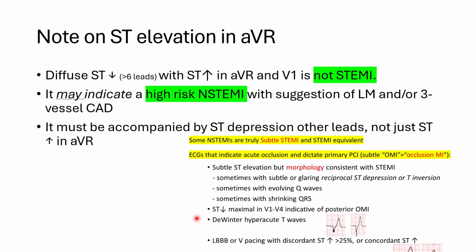One last note on ST elevation in aVR. Diffuse ST depression in more than 6 leads with ST elevation in aVR and V1 is not STEMI. It frequently indicates a high-risk non-STEMI with suggestion of diffuse extensive subendocardial ischemia from left main and/or 3-vessel CAD. That ST elevation in aVR must be accompanied by ST depression in other leads. It's not just ST elevation in aVR. This is not a STEMI or OMI.